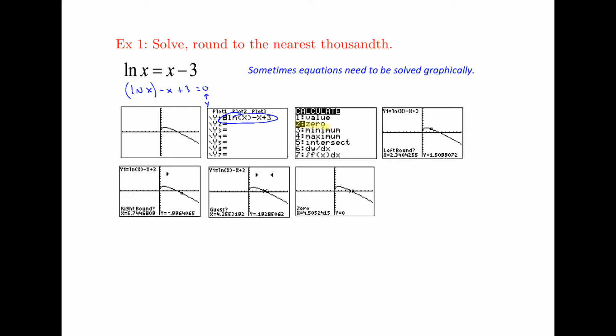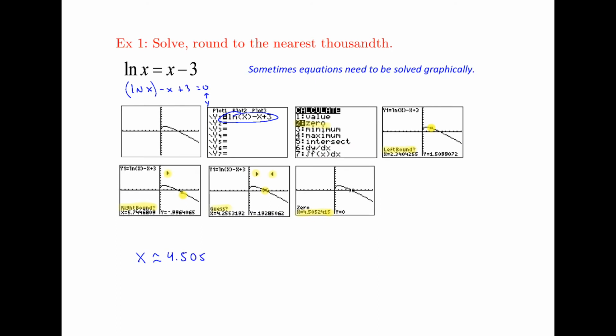It's going to ask me 3 questions. Left bound, so I pick a point to the left of the 0, which I did right there. Hit enter. Right bound, picked a point to the right of the 0, hit enter, and then it's going to ask me to guess. And so I tried to pick one in the middle there, and I hit enter again. And you can see these arrows indicating where you're hitting your left bound, right bound, and then your guess. And so then it gave me my 0 when y was equal to 0. So my solution is x is approximately 4.505.